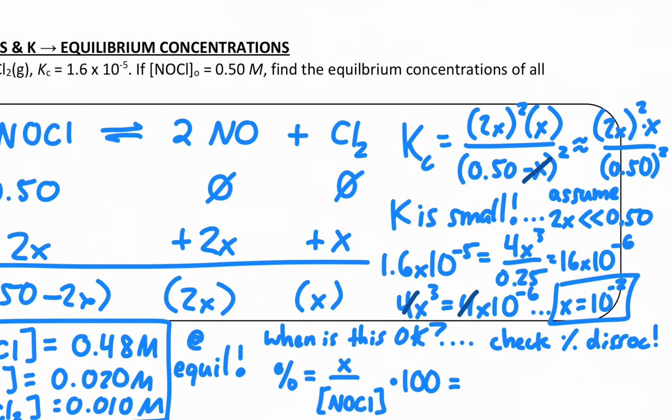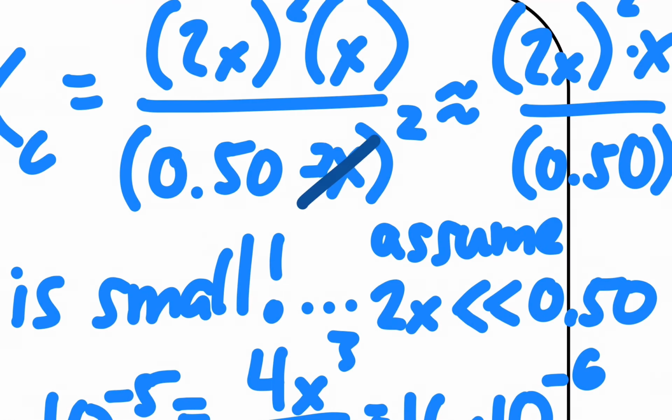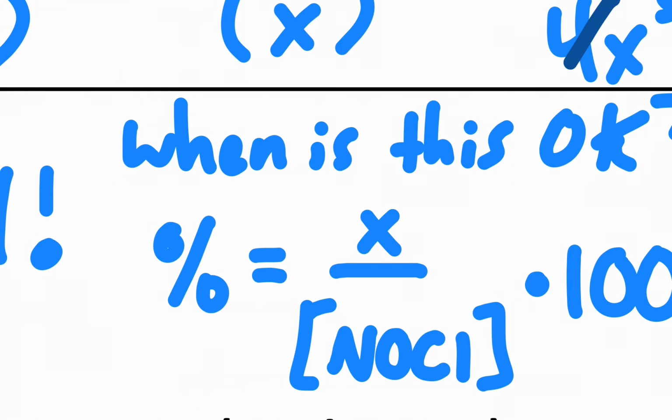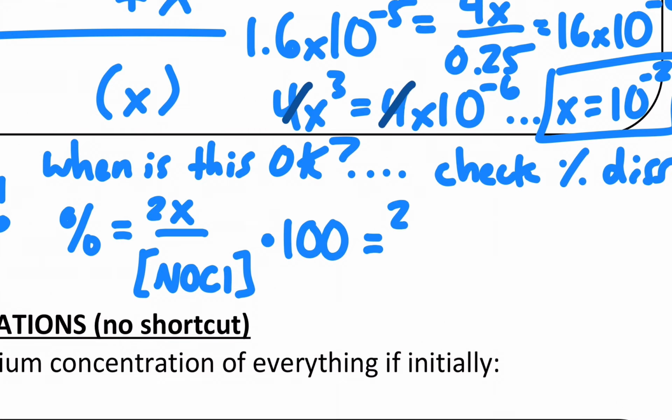Oh, whoops, I actually made a mistake up here, didn't I? This should be 0.5 minus 2x. 0.5 minus 2x, just squeeze that in right there. Which really means the percent dissociation is how much of that we lost. In this case, that actually means it's 2x, isn't it? So what we solved for x was 0.01, and our initial NaCl value was 0.50.